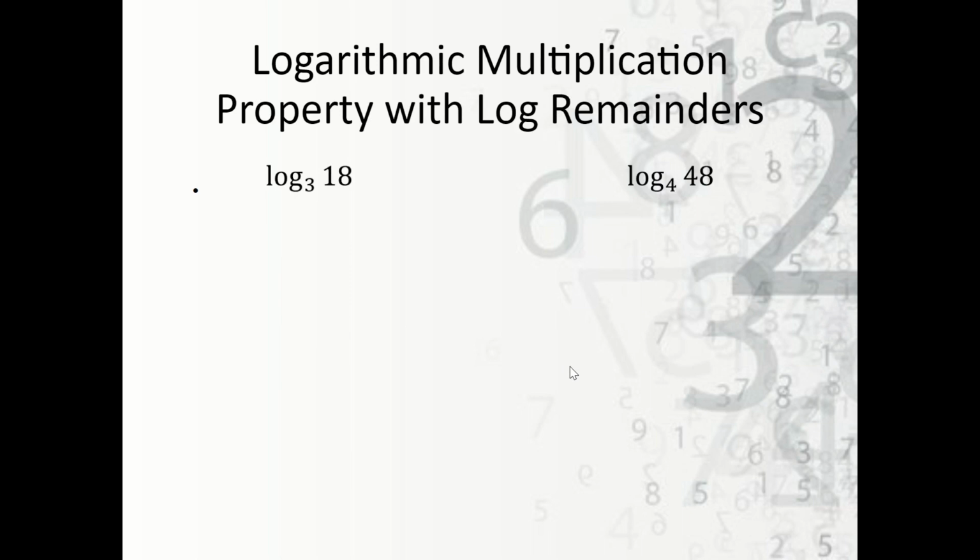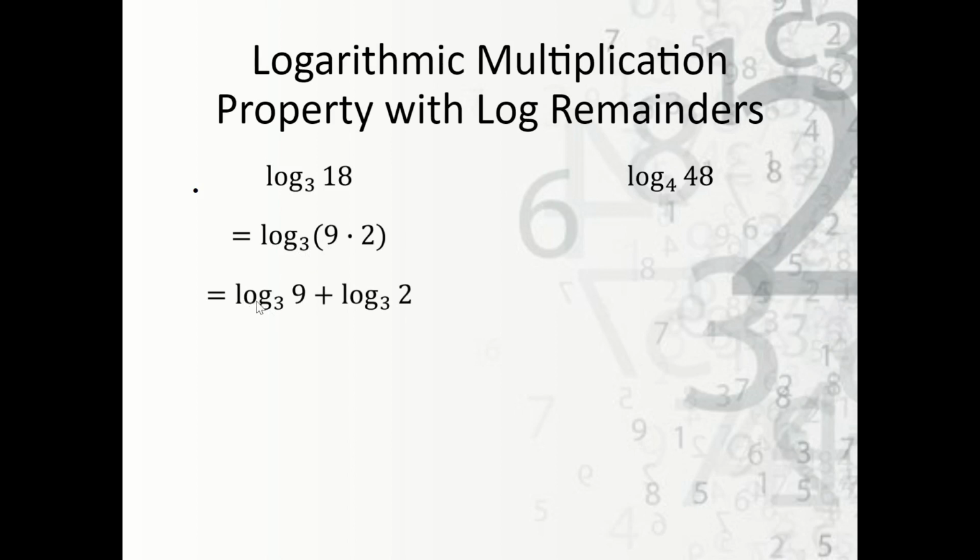Now what if we end up with remainders? So we have log base 3 of 18. Well, when we do this, we recognize that 3 doesn't necessarily go directly into 18, right? We can't multiply because 3 times 3 is 9 times 3 is 27. So we can't actually get all the way to 18, but we can get something out of this. So we're going to rewrite this as log base 3 of 9 times 2. So now we can rewrite this as log base 3 of 9 plus log base 3 of 2.